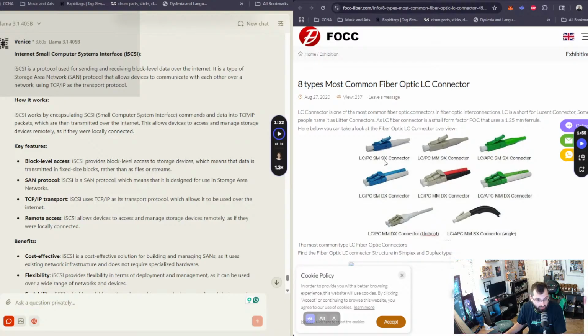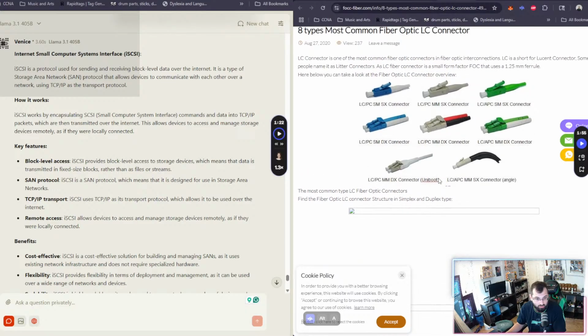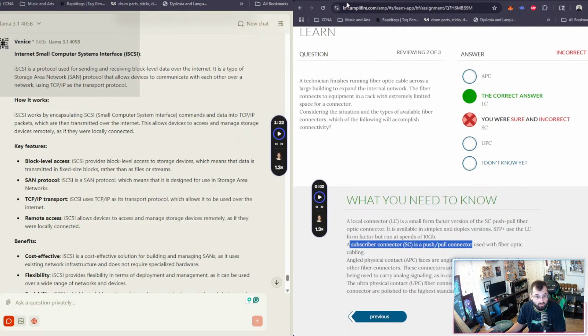DX, DX, DX, SX, SX, MSX. I don't know what DX is. Uniboot, angle. Man, it's crazy. Okay. All I need to know is that the local connector is a small form factor of the SC.